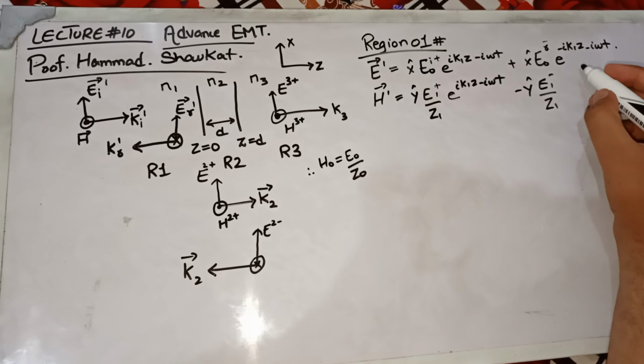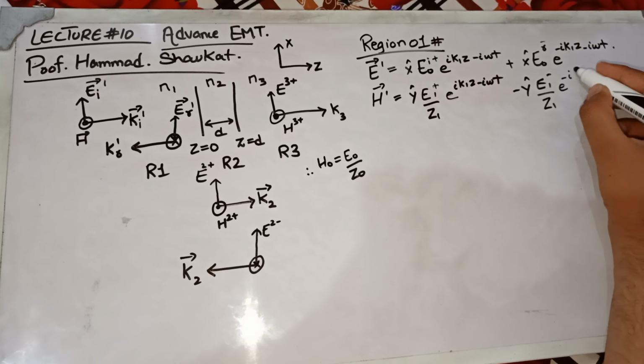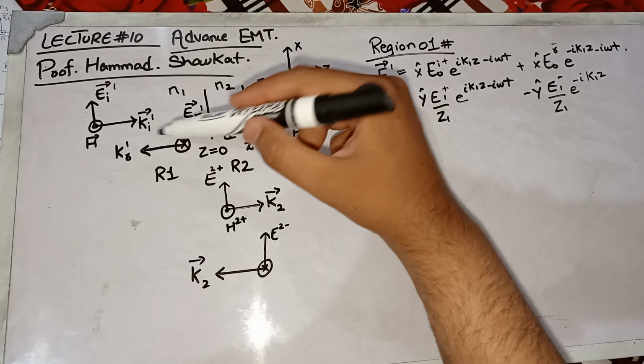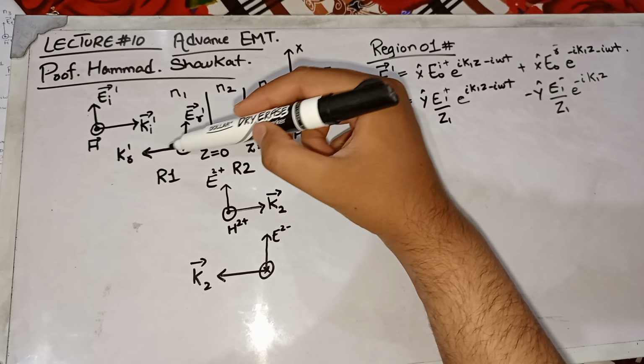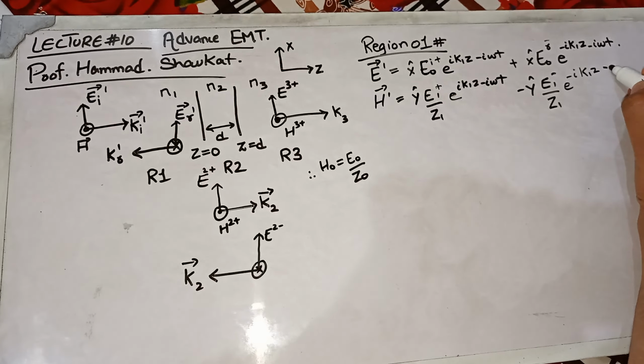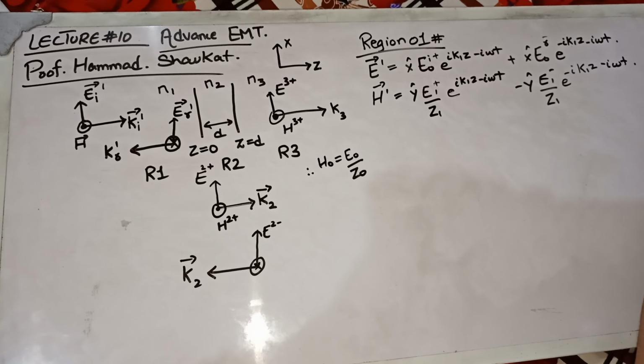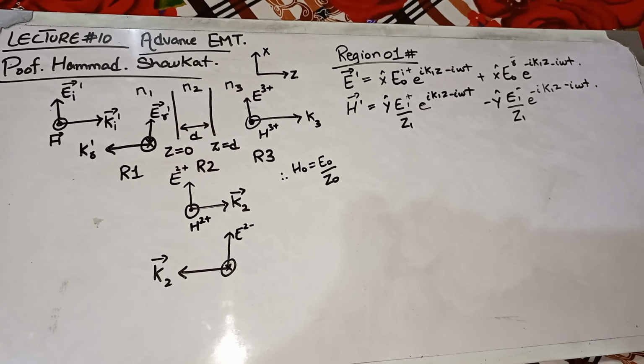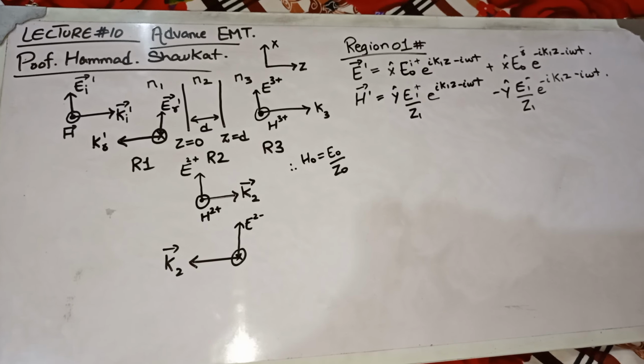E power minus iota k1z. Again, in this, your direction of wave propagation k is in the negative z direction, that's why we have to write minus iota k1z, and minus iota omega t as it is. So this is the equation of the electric and magnetic field in region 1.